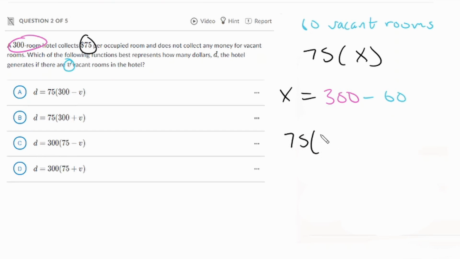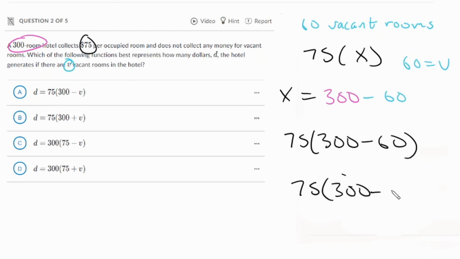So we have 75, and then if we replace x, this is going to be 300 minus 60. I'm not going to simplify this anymore because we can actually find our formula now. If we just take 60, we know 60 is equal to v. So to find our formula, we just do 75, 300, and then we subtract v. So you can see that our revenue, which is D, is going to be equal to 75 times 300 minus V, and that is going to be answer choice A.